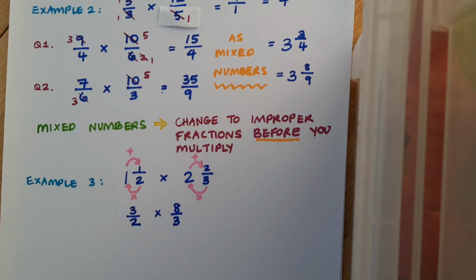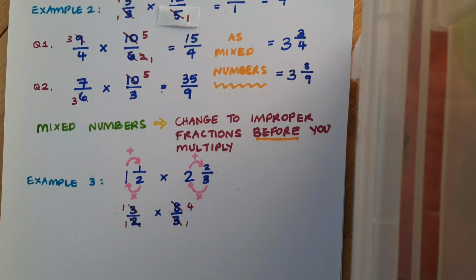So what can I cancel? Well, 3s are an obvious target there, so 3 and 3 both cancel off, giving me 1 in each case because 3 goes into 3 once. And then 2 and 8 have a common factor of 2. So 2 goes into 2 once and into 8 4 times. And then I'll just multiply across and I'll get 4 over 1. And I'm quite happy to write this as the whole number that it is, which is just 4. So my solution this time is 4.